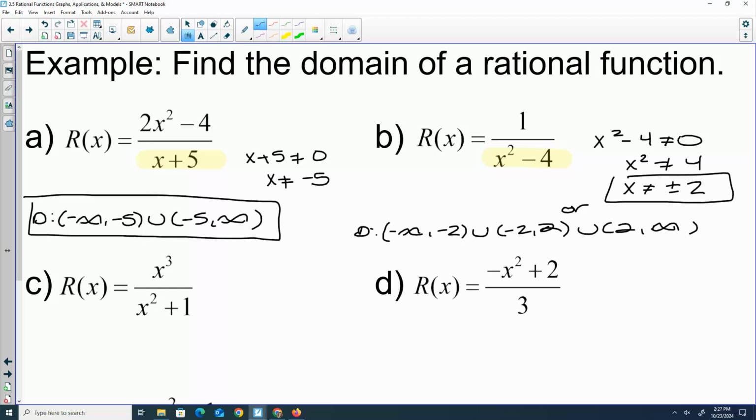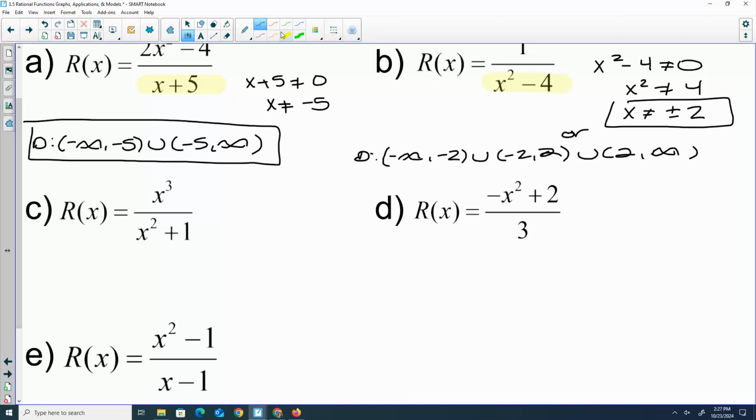All right, C. We know our denominator, x squared plus 1, cannot equal 0. Okay, so that means x squared can't be negative 1. What do we get there? i. When we graph, are we worried about i's? So what does that make my domain?